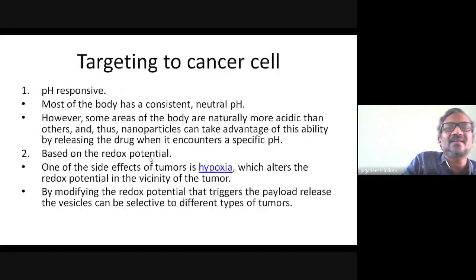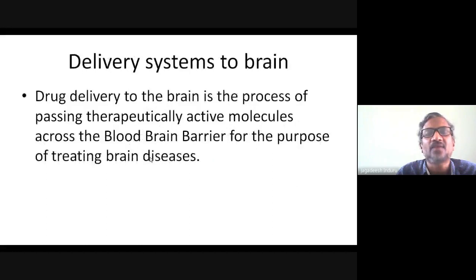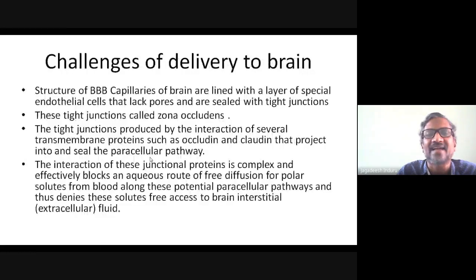Most of the time, for targeting cancer cells, there are two major approaches: one is the pH response, and another is the redox potential. These two show more variation in cancer cells compared to normal cells, and we see this as an approach. Another one we discussed in the previous class is delivery to the brain, the process of carrying a therapeutically active molecule across the brain barrier to treat brain diseases. For that, we have many challenges like tight junctions and lack of pores in the brain, that is the blood-brain barrier, which causes a barrier effect.